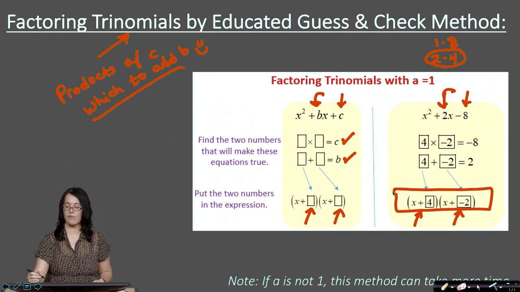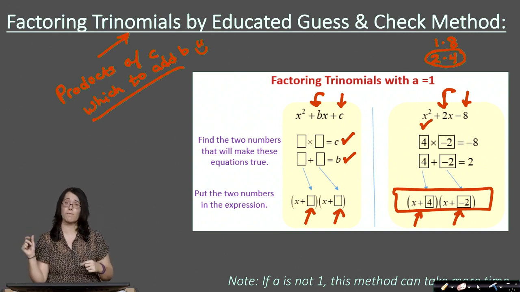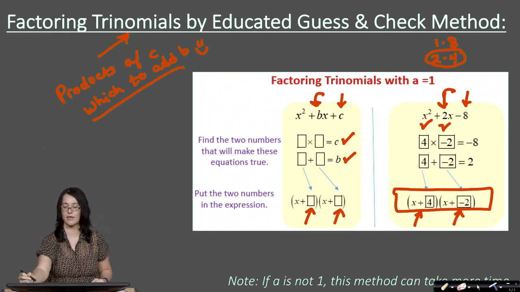Let's check. If I were to distribute the x, we get x squared, so that's my first term. If I distribute the x again, I get -2x, and if I distribute the 4, I get +4x. Well, -2x plus 4x is +2x. That is my second term. And 4 times -2 is my -8. So I know that I'm right.